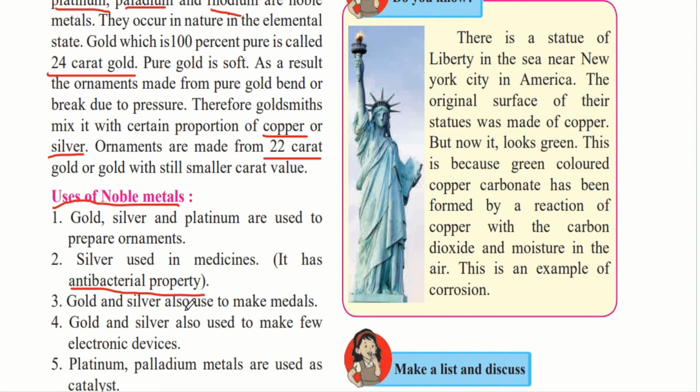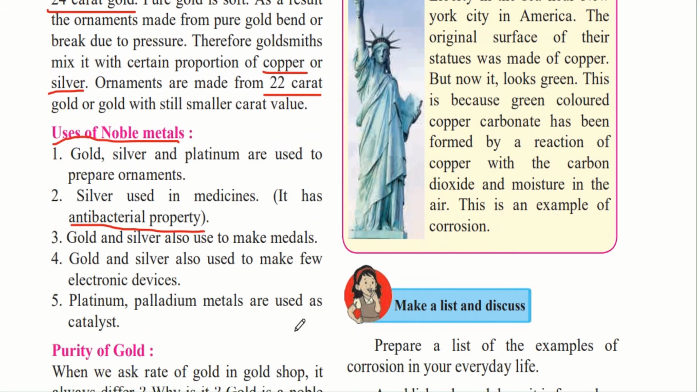Gold and silver are also used to make medals. So Olympic gold medals, silver medals and bronze medals. So therefore, gold and silver are used to make medals. Gold and silver are also used to make a few electronic devices. So, since gold and silver are metals, they are good conductors of electricity. Therefore, they can be used to make electronic devices.